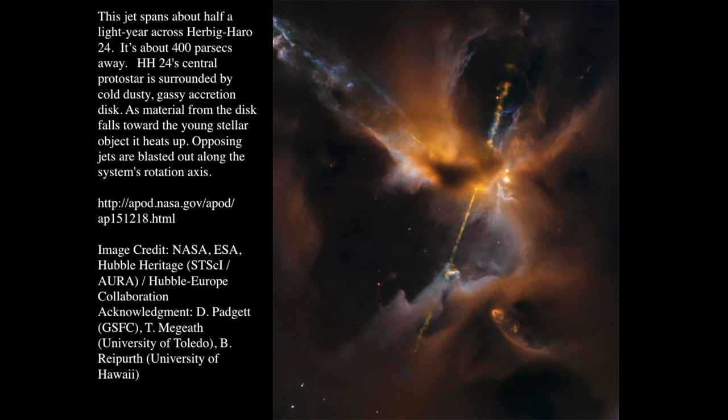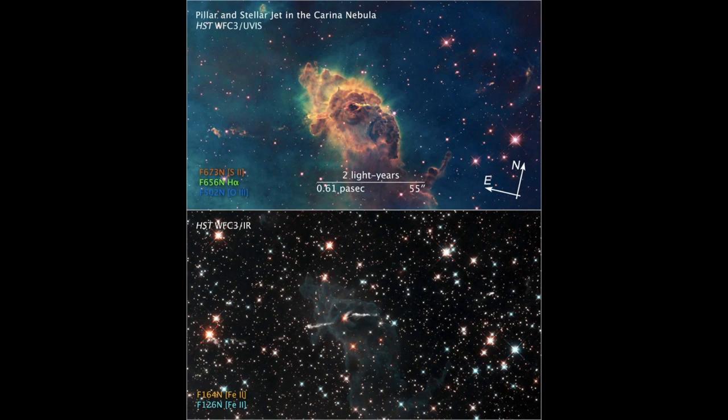still being embedded inside of its nesty cocoon. And we can't directly see the protostar itself because the dusty disk has not been blown away. But the jets have certainly carved out an area along the rotation axis. And there again, we go back and look at the stellar jet in the Carina Nebula.